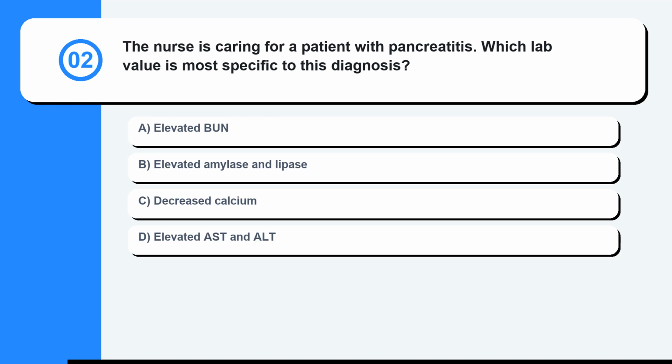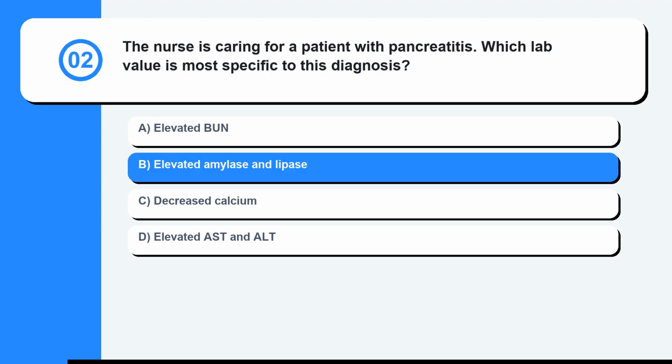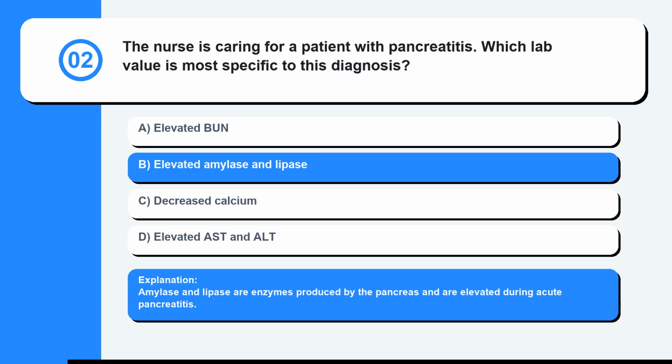Question 2. The nurse is caring for a patient with pancreatitis. Which lab value is most specific to this diagnosis? A. Elevated BUN. B. Elevated amylase and lipase. C. Decreased calcium. Or D. Elevated AST and ALT. The correct answer is B. Elevated amylase and lipase. Amylase and lipase are enzymes produced by the pancreas and are elevated during acute pancreatitis.